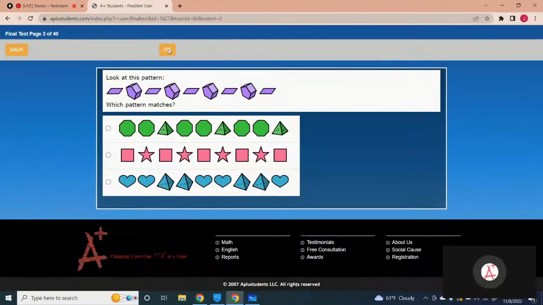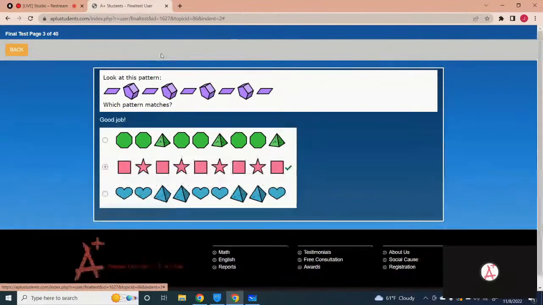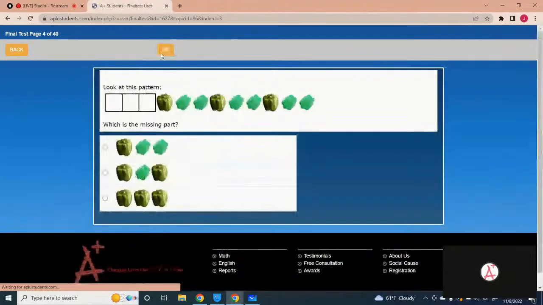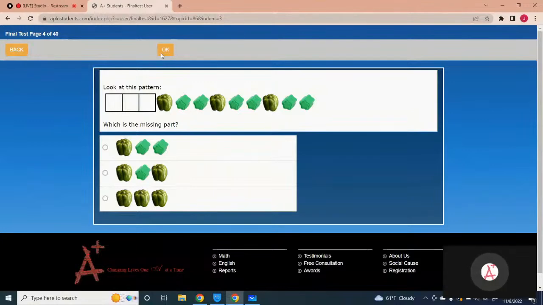Look at the pattern. Which matches the pattern? One, two, or three? Which option is the correct one? Sorry, it is option number two. Just select the correct option, then click on the OK button. Look at the pattern. Which is the missing part? So which part is missing? Option one, two, or three?